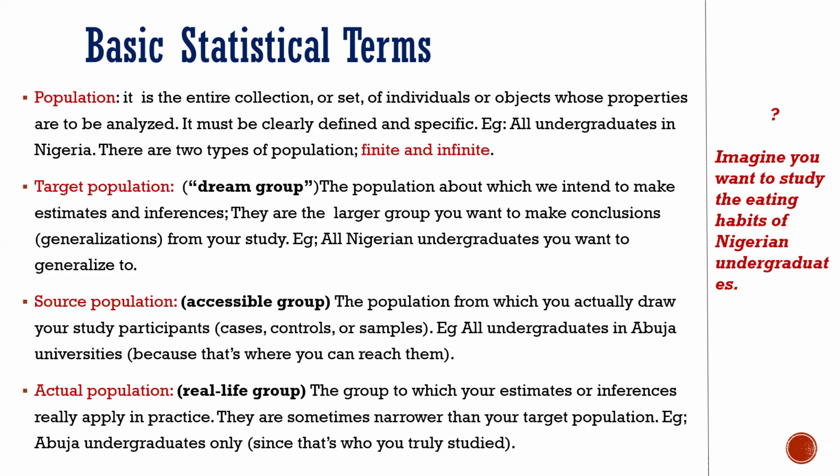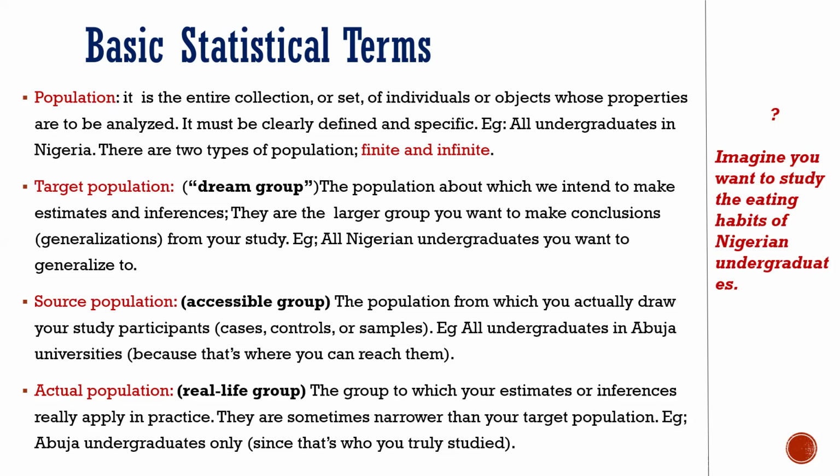So those you are accessible to, maybe you are in Lagos and you are accessible to all the undergraduates in Lagos, that means they are your source population. They are the ones you are accessible to, the ones you can collect your sample from. They are the ones you can give a questionnaire to answer so you know their eating habits.